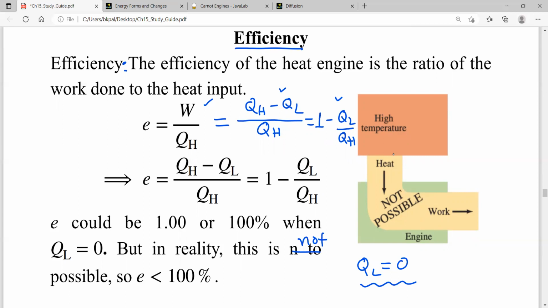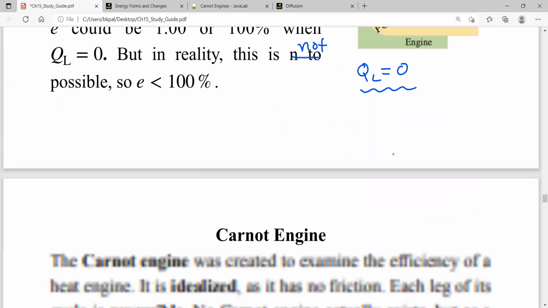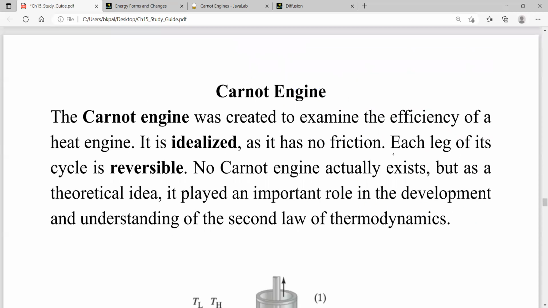For a normal automobile, I mean, for a normal car, the efficiency is 20 to 30%, 20 to 40%, depending on the car.